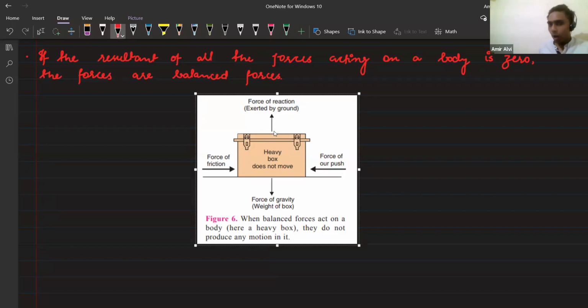So it means that all the forces are zero. This gravity force is getting cancelled by this force of reaction. Force of friction is cancelled by the force of push or pull. Clear to everyone? So all the resultant is zero. If we add them all up, they will cancel each other. Yes or no? Yes, sir. Okay. So that's how you can say these are balanced forces. And if we talk about unbalanced forces, okay.